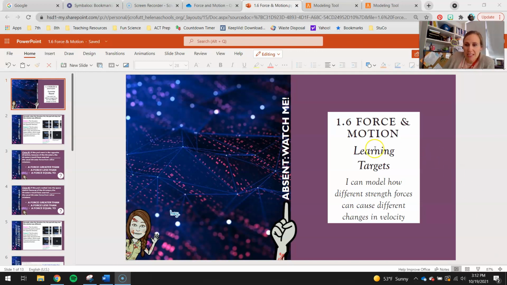Hey 8th graders, today's lesson is 1.6 force and motion, and your learning target for today is: I can model how different strength forces can cause different changes in velocity. So first and foremost, this is the last lesson in chapter 1 where we're learning about how we can use different forces, different strengths, different directions to cause those 5 different changes in motion, or basically cause unbalanced forces that cause an object to move. And then we're also looking at how those objects might move.